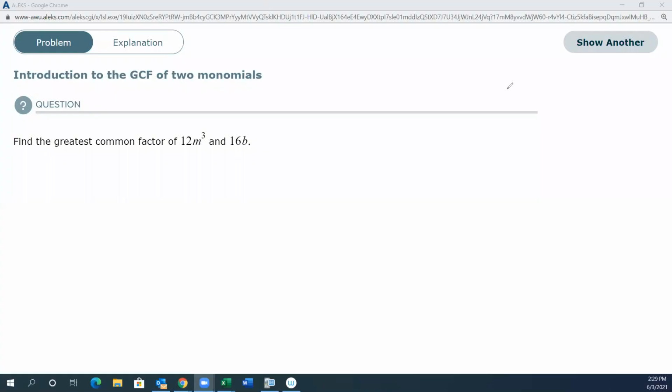Okay, so now we're going to find the greatest common factor of 12m cubed and 16b. Well, we could write 12 as 2 squared times 3. And we could write 16 as 2 to the 4th times b. Okay, so this guy has a pair of 2's. This guy has 4 2's. We always go for the one that has fewer.